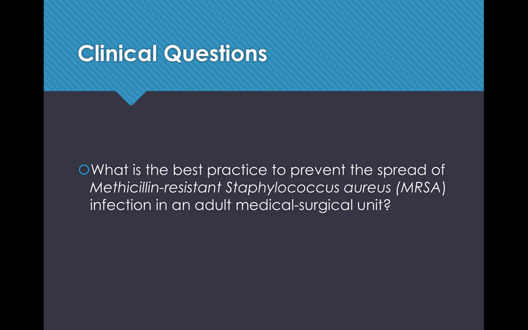And the desired outcome is improved patient care and satisfaction. The next clinical question: what is the best practice to prevent the spread of methicillin-resistant Staphylococcus aureus or MRSA infection in the adult medical surgical unit? The P is patients in the adult medical surgical unit. The intervention is not yet identified but would be pulled from literature. The C is current practice. And the desired outcome is prevention in the spread of MRSA.